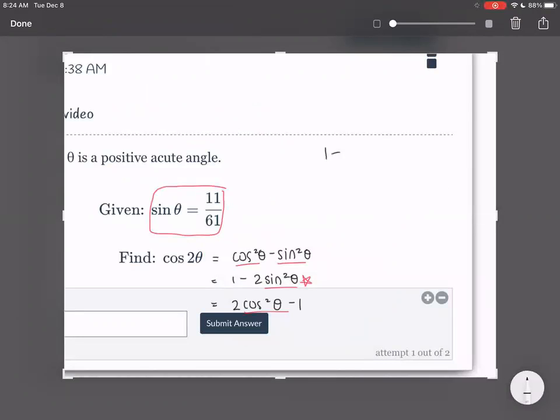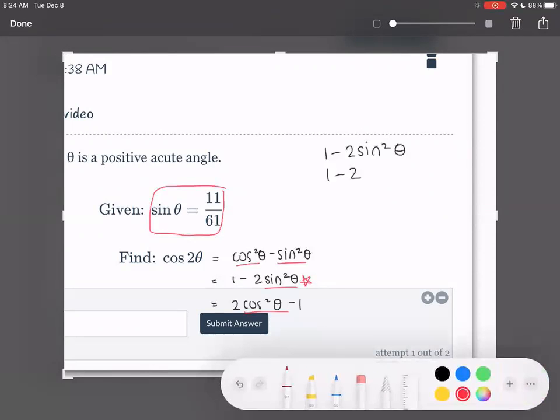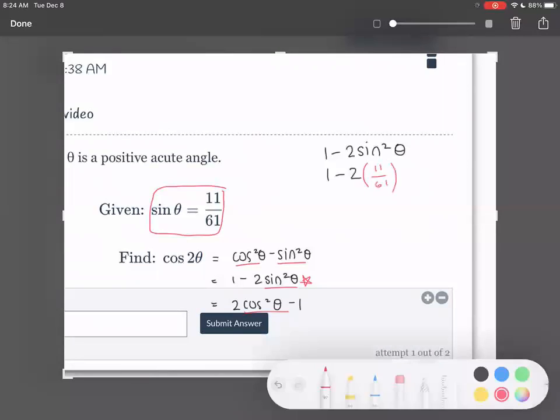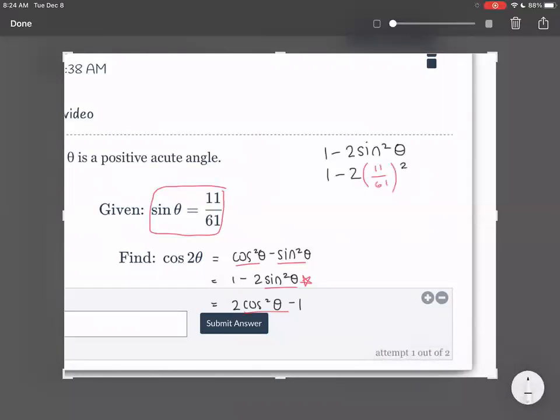1 minus 2 sine squared theta, and let's plug it in. So we have 1 minus 2, and then where the sine is, I'm just going to put what they gave us, 11 over 61. And don't forget it was sine squared, so I have to square this. So it's 11 over 61 squared. Now to simplify this, we have to do PEMDAS. So that means we're going to square it before we multiply by the 2. Okay, so let's square it.